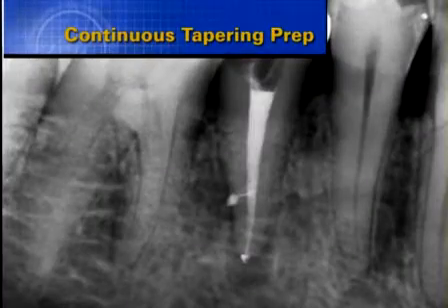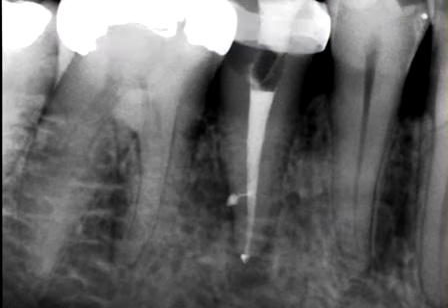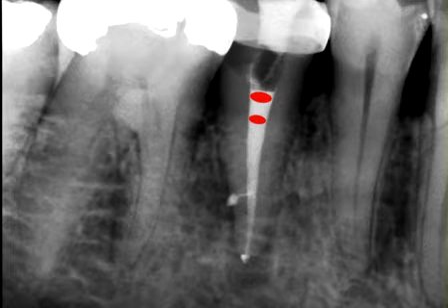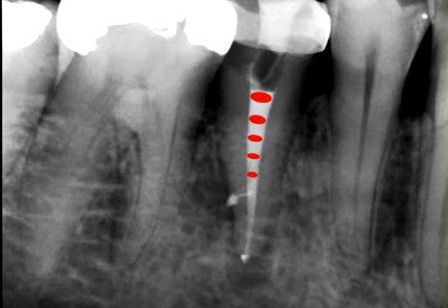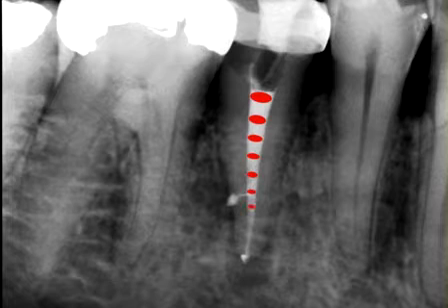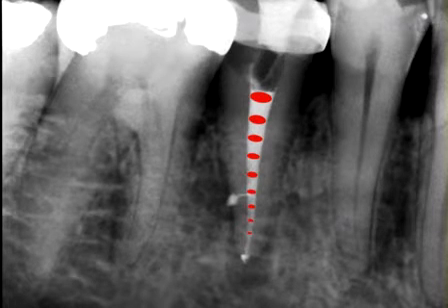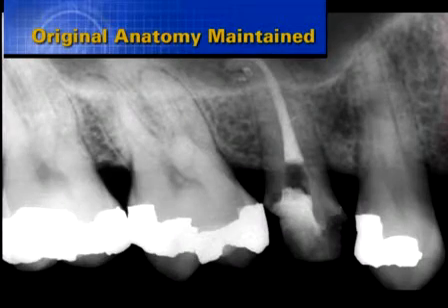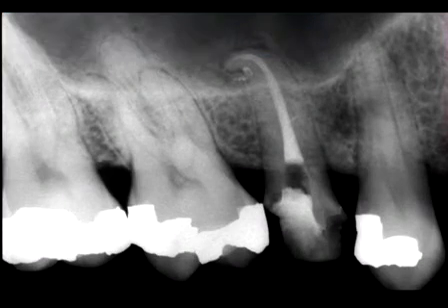In a continuously tapering preparation, the canal shape must flow and progressively narrow in an apical direction. Starting at the orifice and moving apically, every cross-sectional diameter of the finished preparation should decrease, with the smallest cross-sectional diameter at the apical terminus of the canal. It is important that the original anatomy is maintained.